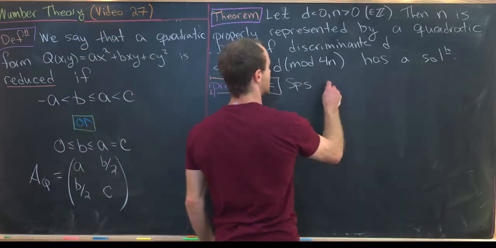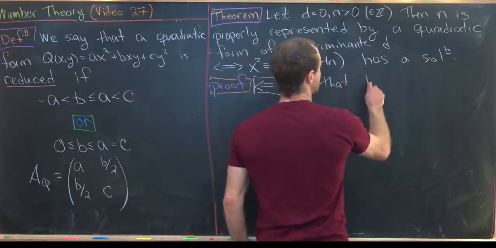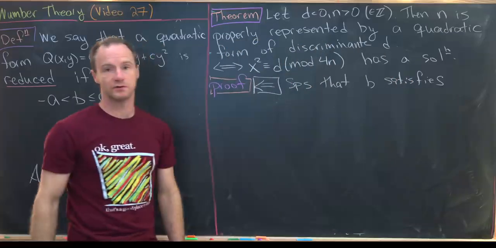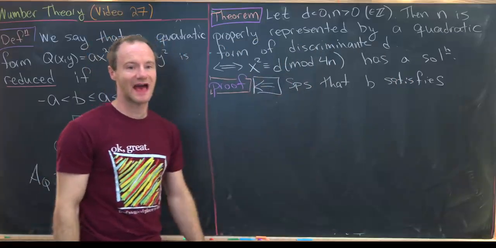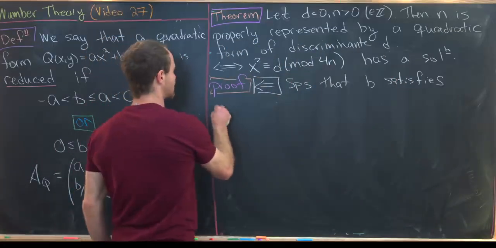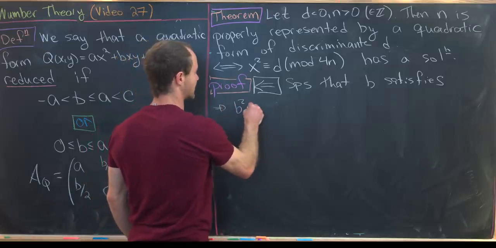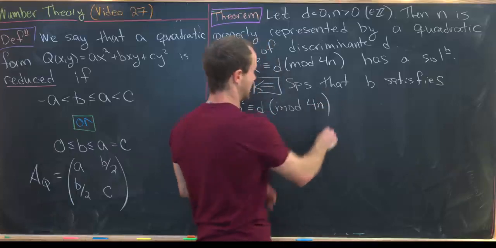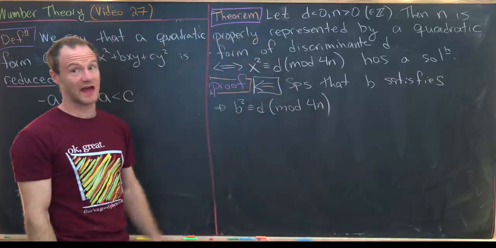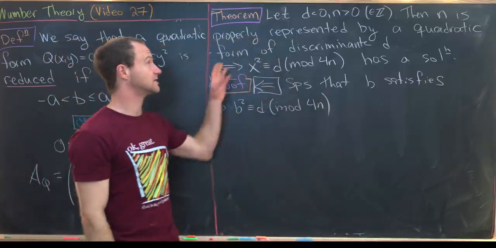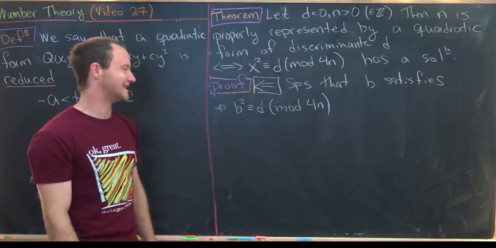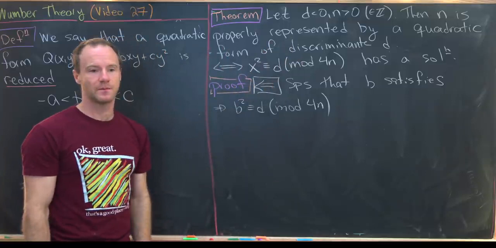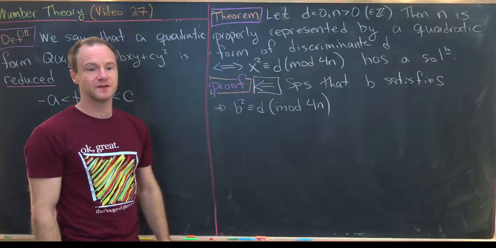So let's suppose that B satisfies our congruence, which we've assumed to have a solution. So that means we know that B squared is congruent to D modulo 4n. Now we'll take this fact and build a quadratic form with discriminant D that represents n. Okay, well, let's get to it.